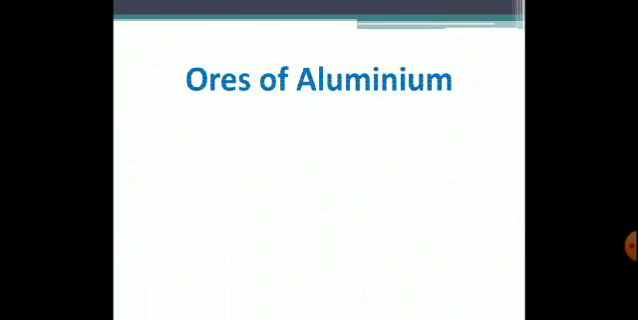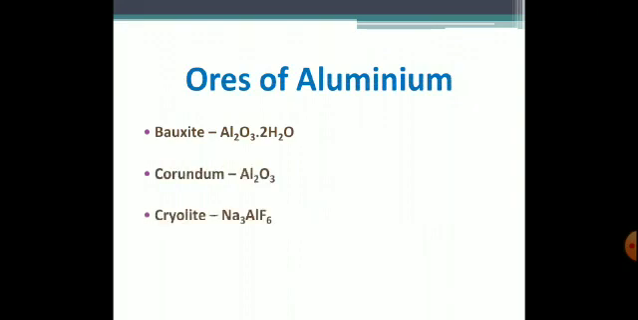What are the ores of aluminium? Aluminium is a highly reactive metal belonging to the third A group of the periodic table, that is the boron family. In nature, aluminium is found in the form of its oxide ore. The important ores of aluminium are bauxite Al2O3.2H2O, corundum Al2O3 and cryolite Na3AlF6.